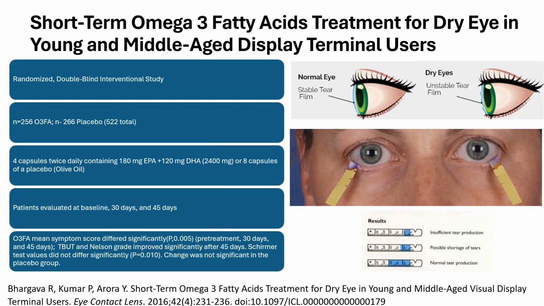Our second study for omega-3 fatty acids is by Bhargava et al. This is a randomized double-blind study that had 522 participants, 256 in the treatment group that received 180 milligrams of EPA and 120 milligrams of DHA. That was 4 capsules twice daily for a total of 2,400 milligrams for 45 days. The control group had 266 participants and they received 8 capsules of olive oil.